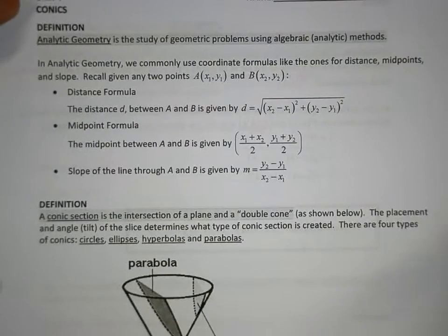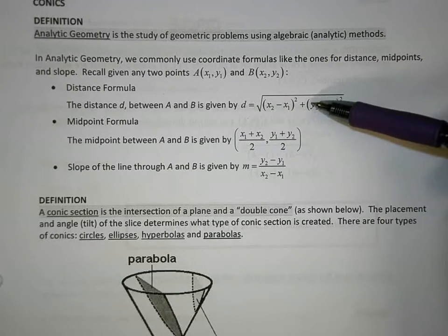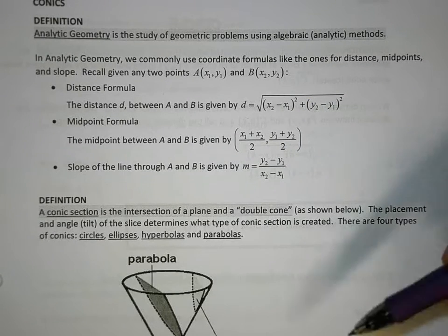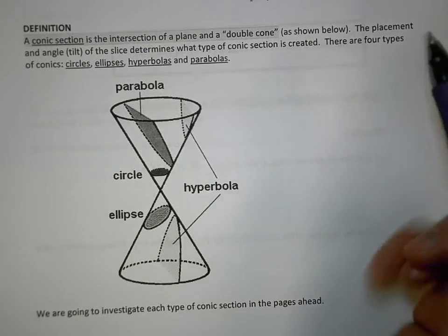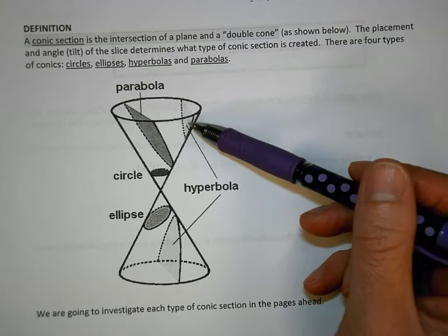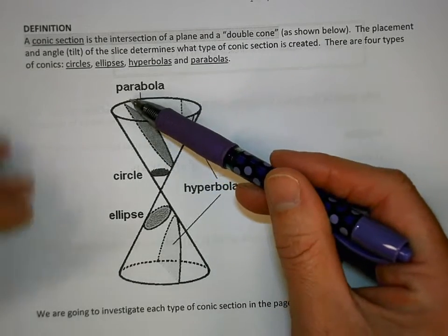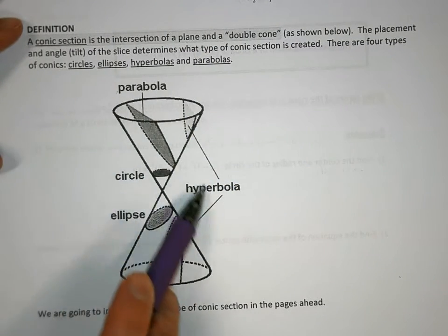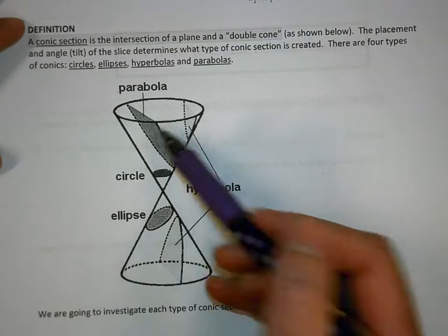So first we've got to talk about where conics come from and what exactly they are. There are some formulas here that you may or may not need for distance formula, midpoint formula, and slope. Basically, conic sections come from a slice or a section of a cone. Here's a picture of two cones, one on top of the other, balancing on their tips. A parabola is a slice. If you imagine a plane slicing through in this direction, you'd come up with the intersection of a parabola.